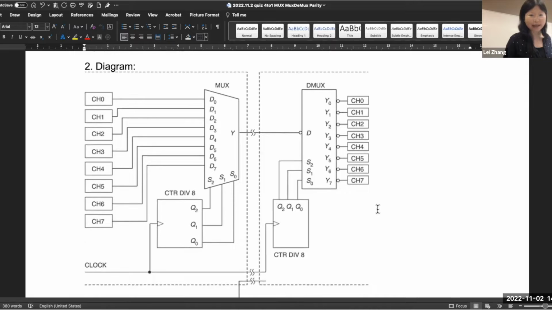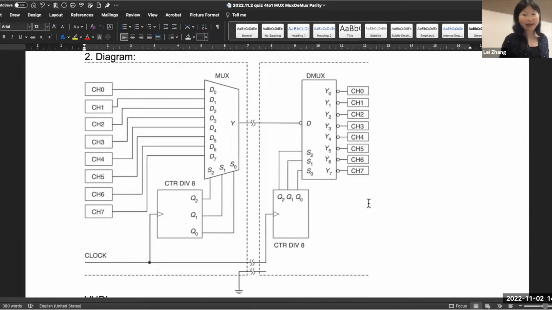So this is the diagram of it. It's exactly like the slides we were saying. Time sharing means we have the 3-bit clock divider. Later on, we will see how to build the counter as this clock divider. So it's the same as a 3-bit counter.